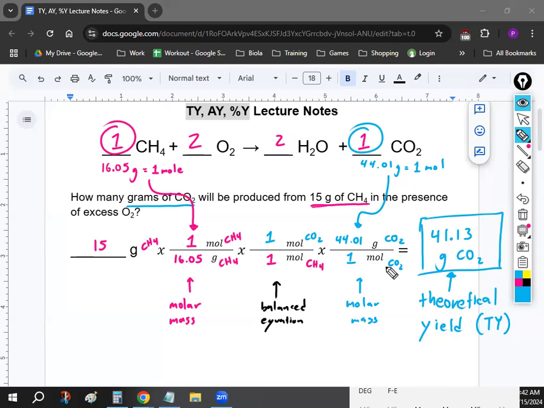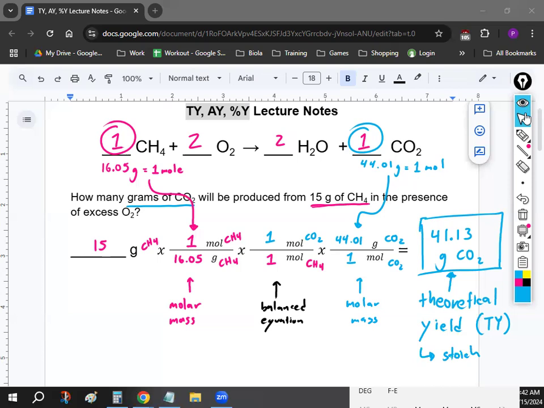The theoretical yield is how much of a chemical you can make in theory, and so it's pretty much the number that we get from our calculation, so from our stoichiometry. So whatever your answer for your stoichiometry problem is, that is your theoretical yield, your TY. All right, pretty simple. Any questions on TY?